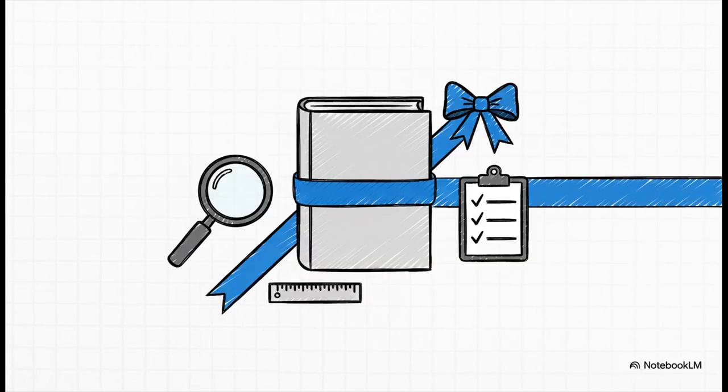And last but not least, don't forget the polish. The details really do matter. Getting your APA 7 formatting right, making sure your references are perfect, keeping that clear academic tone, that's what makes your story look and feel professional. It ties the whole package together.